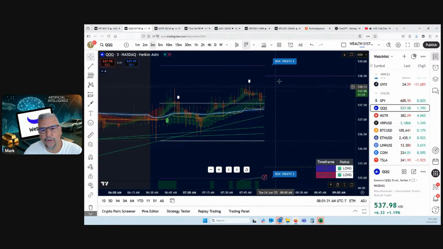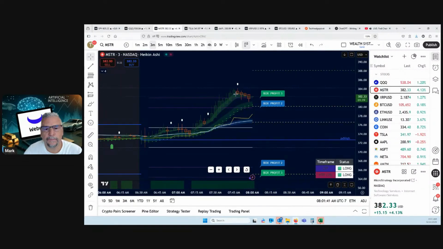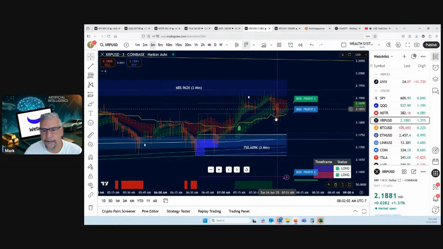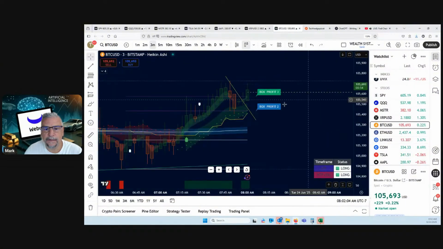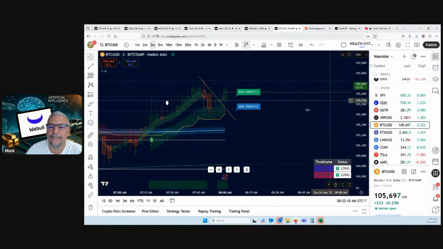Yeah, we could see the QQQ running higher. MSTR, nice consolidation, very clean. Little retest to the cloud, potential continuation to the upside. XRP, very nice retest, bounce. Again, there it is. Bitcoin, right? Nice, healthy retest to the dot. Green entry, and then pop. There it is. Nice, very nice.